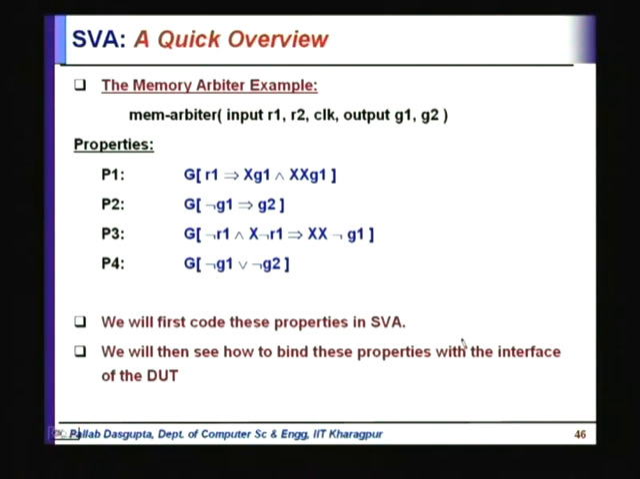Now, that is how the scheduling is, the sampling is done for the assertion checking. So, now let us see how we can encode the properties that we wrote earlier for our memory arbiter in the SystemVerilog assertion language. We are going to make a quick tour of SystemVerilog assertions around this example and then go into some more detailed features of the language. We will first code these properties in SVA and then see how to bind these properties with the interface of the DUT. How do we actually connect these properties with the simulator.